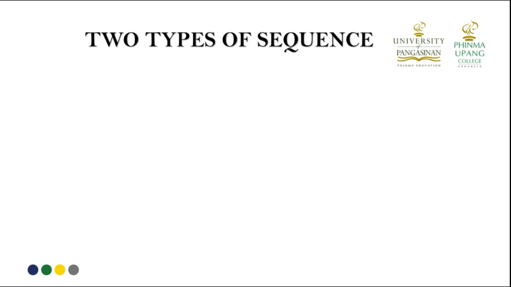Finite and infinite. Very good. So we have finite and infinite. What is the difference of the two? Finite contains a finite number of terms, and infinite contains an infinite number of terms.